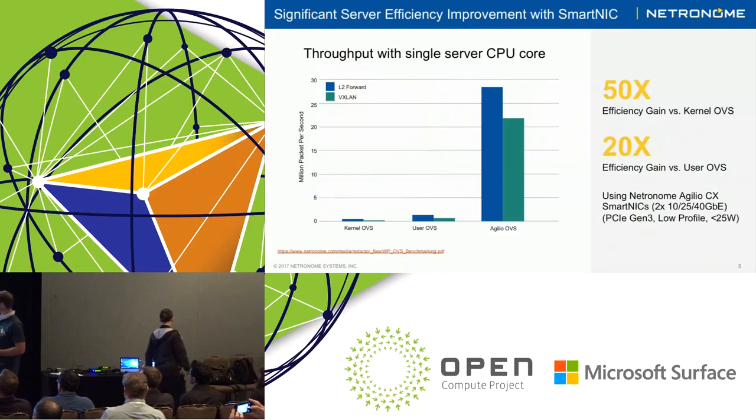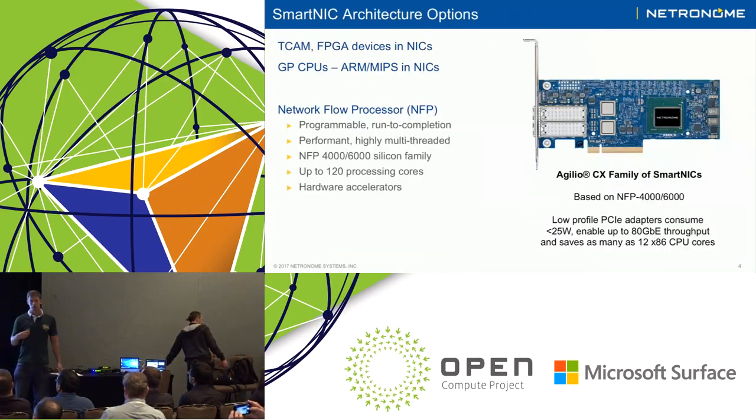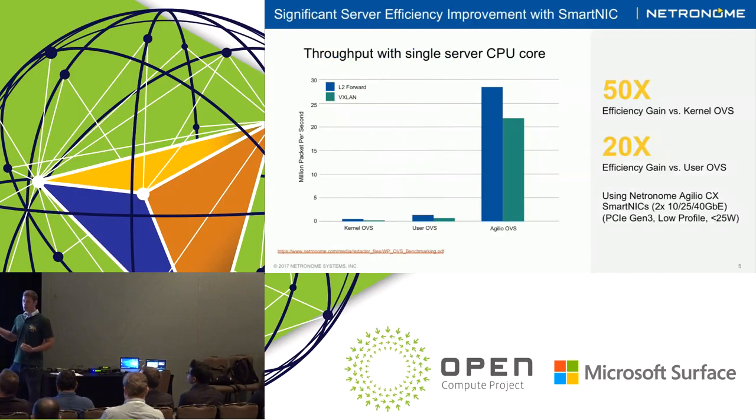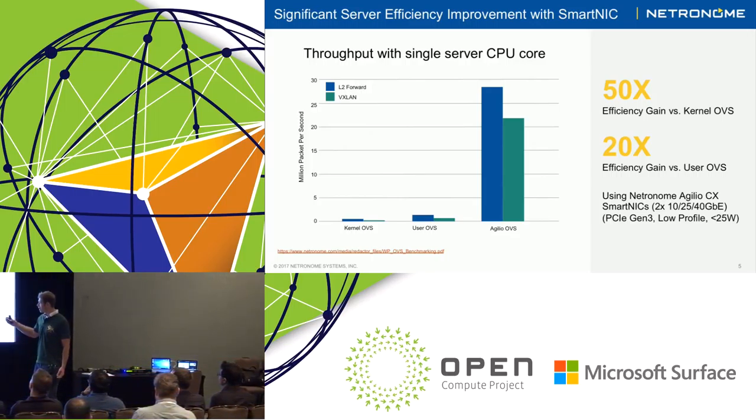You program them in C, and you're able to do very flexible types of network offloads. An example of an application we run through there is OVS. This is just to give you an example of the kinds of savings you're making. So if you compare us to kernel or user OVS for a couple of use cases, you can see you get significant performance gains and significant efficiency gains. So you're saving power, you're saving CPU, and you're able to do more per server.